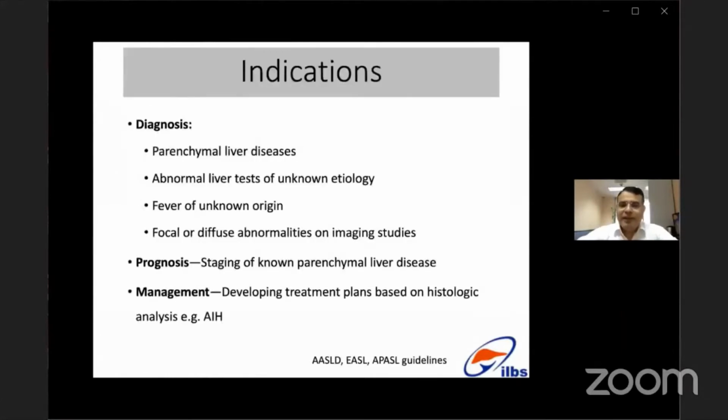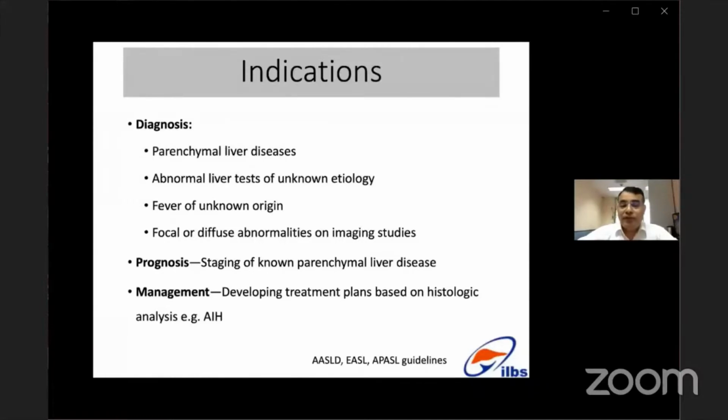So, let us start with the indications for liver biopsy. We all know that there are three basic indications, which include diagnosis, and diagnosis would be for parenchymal liver disease, abnormal liver tests of unknown etiology, fever of unknown origin, focal or diffuse abnormalities on imaging studies, and prognosis.